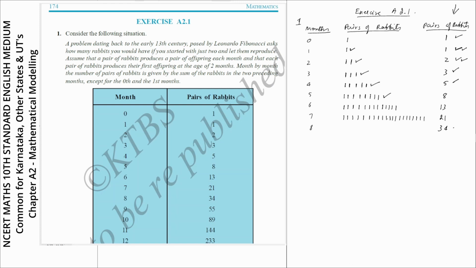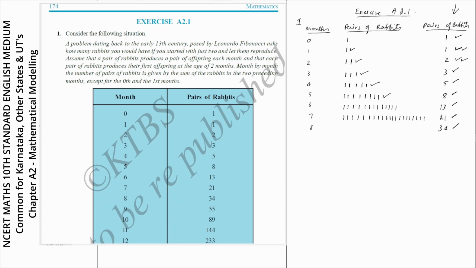Again if we add 3 plus 5, we get 8. That is the next entry. Again 5 plus 8 is 13, the next entry. 8 plus 13, we get 21. And again 13 plus 21, we get 34. Therefore the number of pairs of rabbits in any month is given by the sum of the number of pairs of rabbits in the last 2 months.